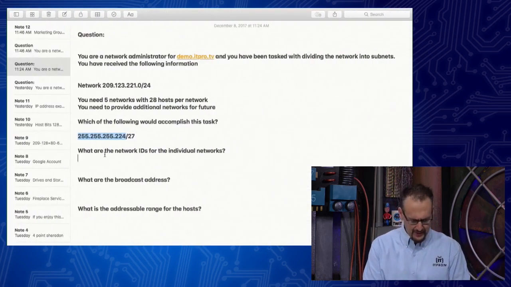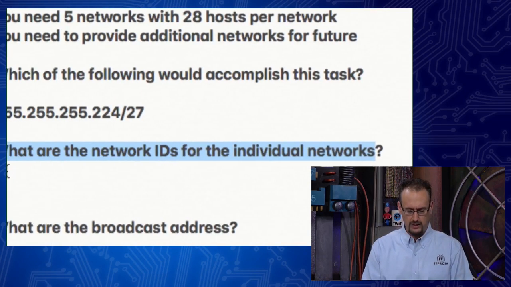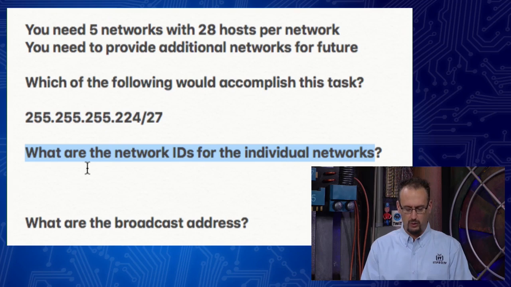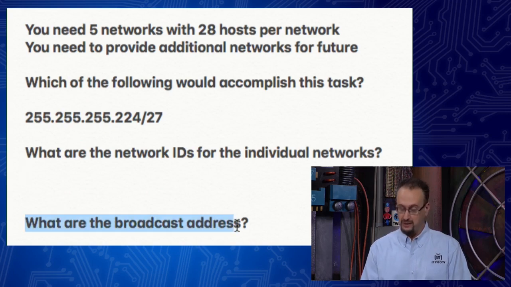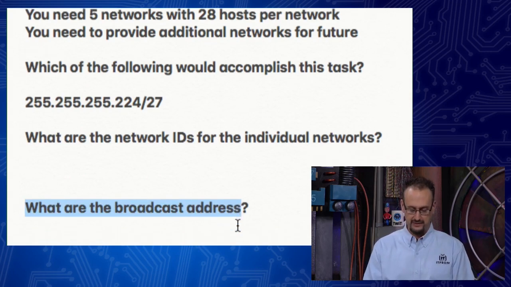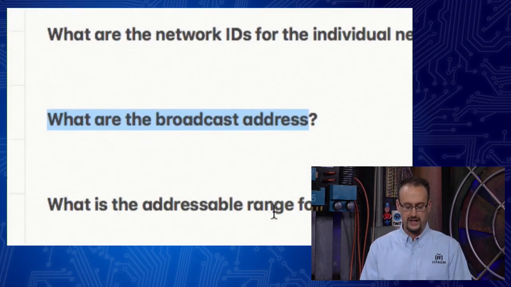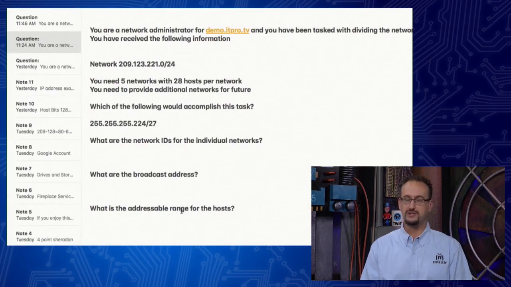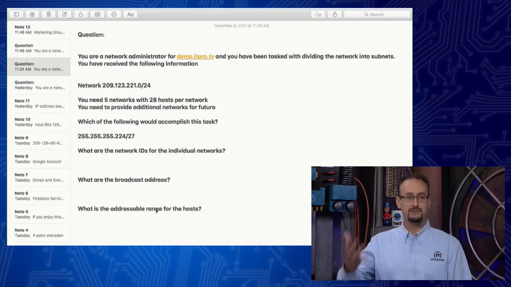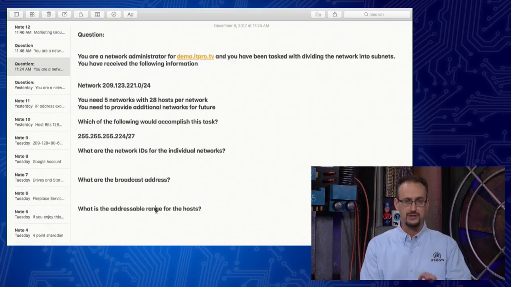So the next part of the question we're going to ask is, what are the network IDs for the individual networks that we've created? Then we'll come back and look at a couple other things. We're going to look at the broadcast addresses, and finally, the last thing we're going to look at is what the addressable range for the hosts is. These are all types of questions that you might see on the exam. So we want you to be prepared, and we want you to have a clear understanding of that.